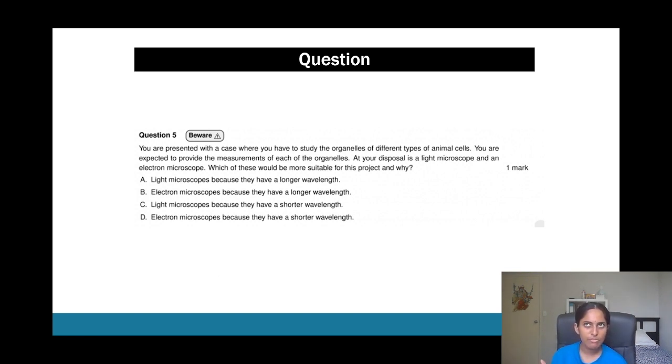If you remember from the previous slides earlier on, light has a longer wavelength than electrons. So electrons don't have a longer wavelength. Light microscopes don't have a shorter wavelength. So B and C are automatically out of the window. Your answer options would either be A or D, and you're just going to have to think, what does a light microscope do? What does an electron microscope do?